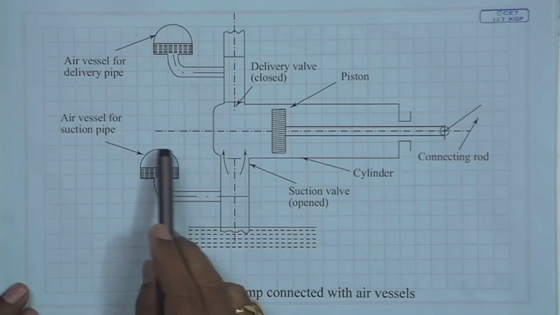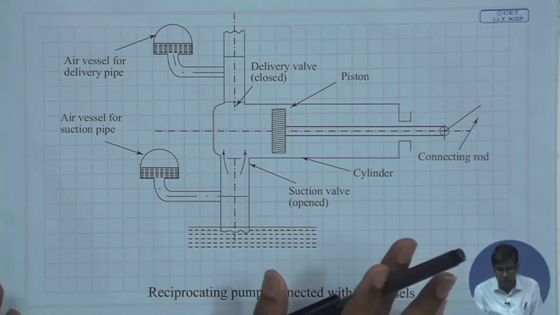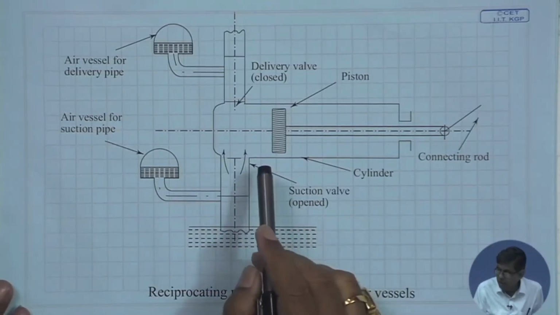Now, next what I will tell is the concept of air vessels. Now, to make the discharge more uniform, or almost exactly uniform, I may say, and to save the pipeline on the suction side, which I will explain, there are systems known as air vessels incorporated in a reciprocating pump.